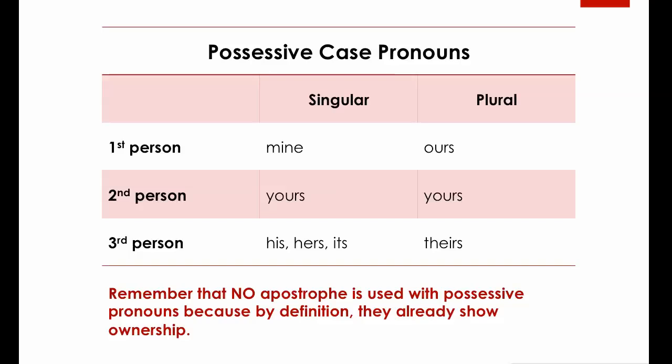Please note that no apostrophe is used with possessive pronouns because by definition they already show ownership. We add an apostrophe s to nouns that we want to make possessive because those words aren't already possessive. But because these words are already possessive, we don't need to add any apostrophe.